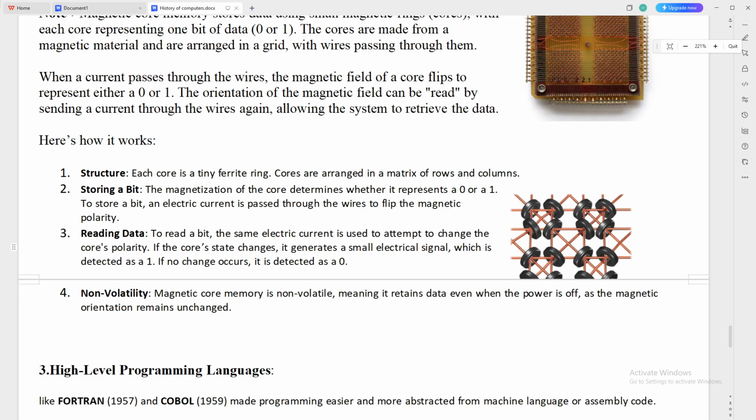The fourth point is non-volatility. Magnetic core memory is non-volatile, meaning it retains data even when the power is off, as the magnetic orientation remains unchanged. So even if the power goes off, the magnetic orientation remains as it is.